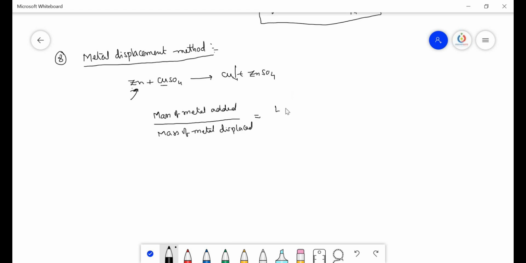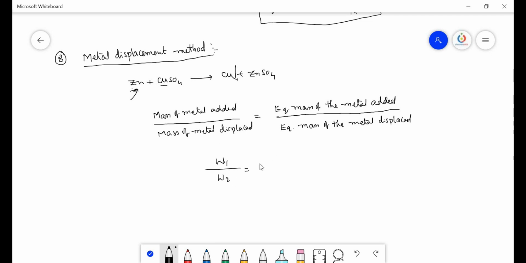Equivalent mass of the metal added divided by the equivalent mass of the metal displaced. So mass of the metal added, let us take it as the first component W1, the second one is W2. This is equal to E1 by E2.